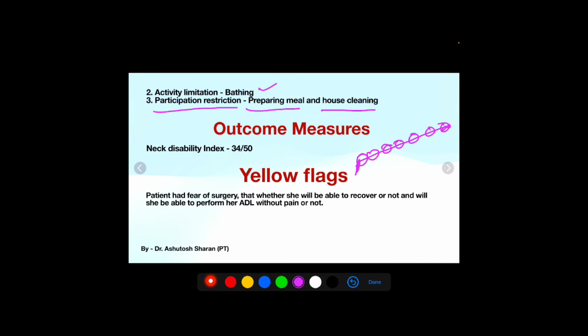The next one is outcome measures. In the outcome measures we use the neck disability index and in that the score was 34 out of 50. Okay, yellow flag. What is yellow flag? So patient had fear of surgery, that whether she will be able to recover or not, and will she be able to perform her ADL activity without pain or not. So this is the yellow flag.